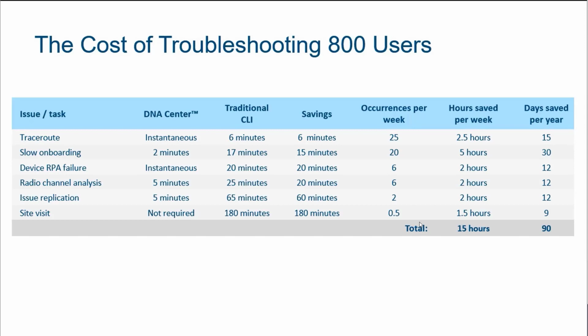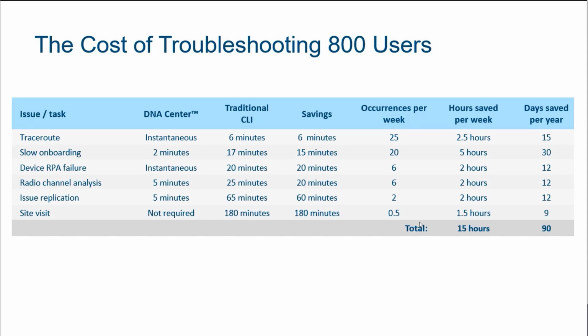With traceroute in Cisco DNA Center, you can get instantaneous feedback, results, and analytics. With traditional CLI, a traceroute, and actually understanding, going through it, and making sense of it, would take you about 6 minutes on average. You're talking 6 minutes of savings immediately. Now imagine doing a traceroute 25 times in a week. That would save you about 2.5 hours per week. Times, many weeks in the year, would save you about 15 days just regarding using traceroute.